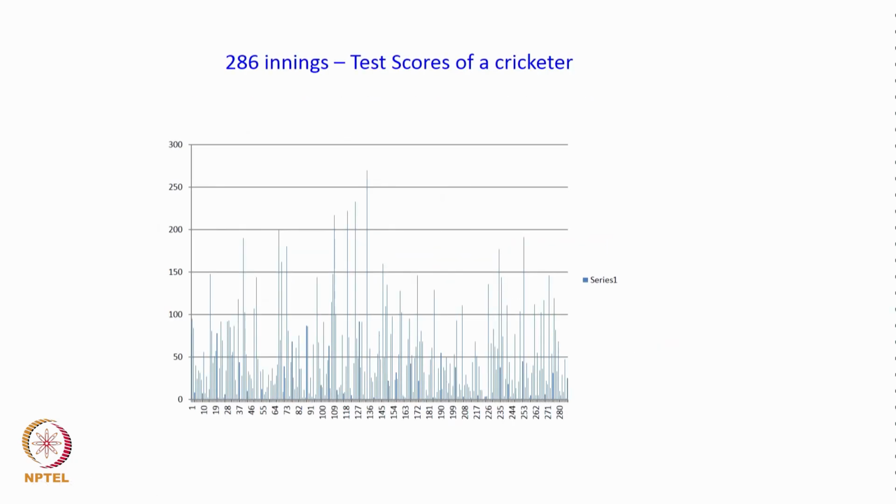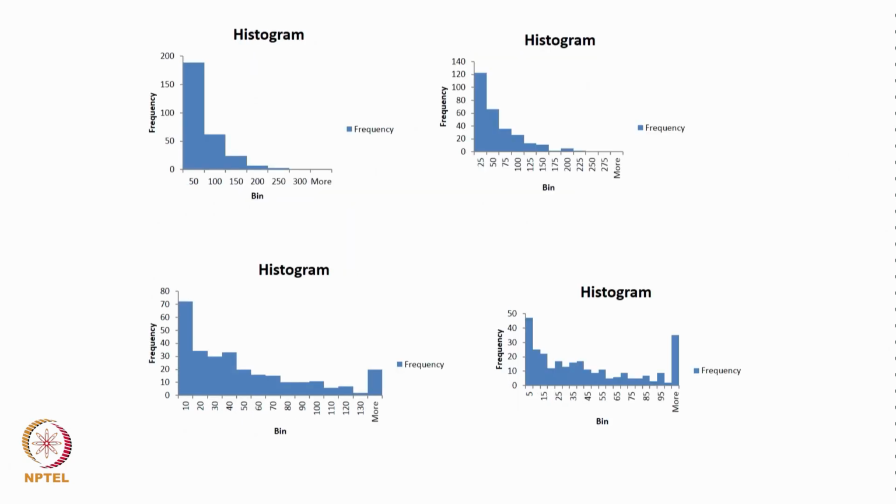We just try to show how the histogram looks for 286 test scores of a cricketer. So, this is plotted out of the 286 test innings scores, and we are going to show here how the histogram looks different depending on the way we draw the histogram.